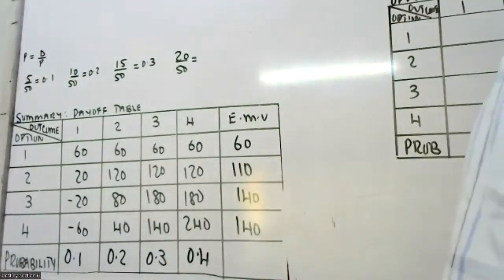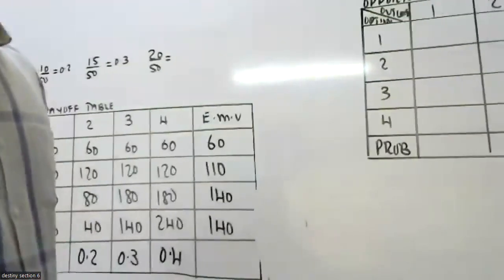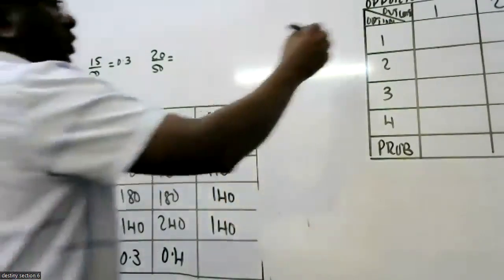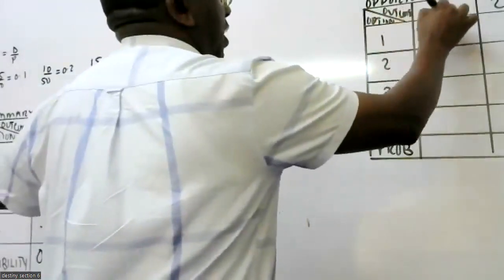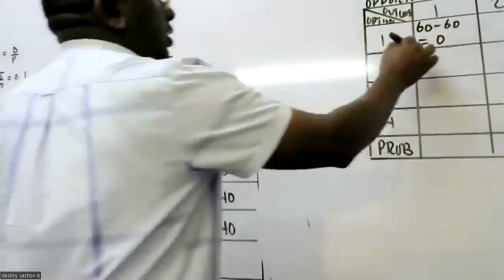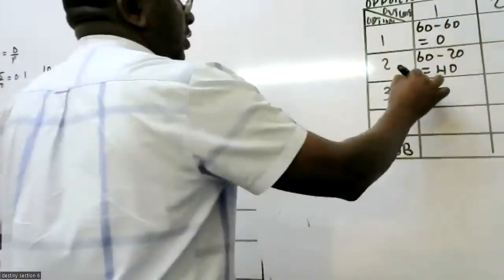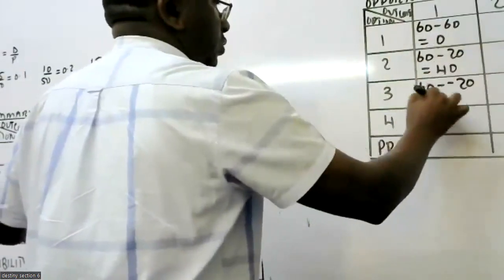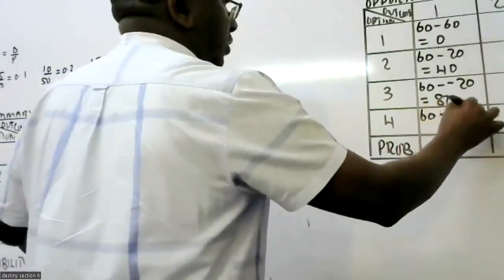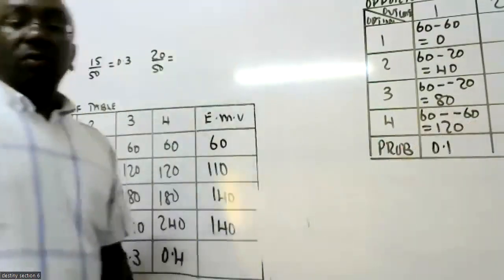Like now, if I come back here, because the highest is 60, I will talk of 60 minus 60 is equal to 0. Then 60 minus 20 equals 40. 60 minus 20 is equal to 80. 60 minus 60 is 120, and the probability is 0.1.